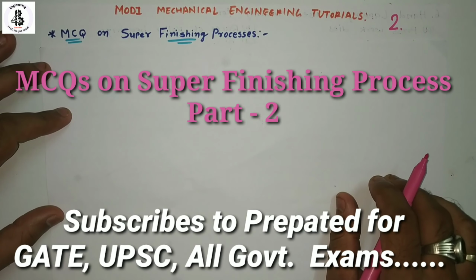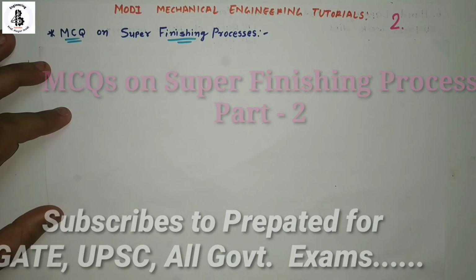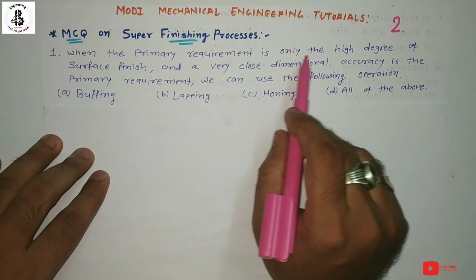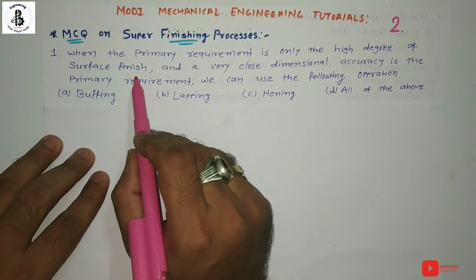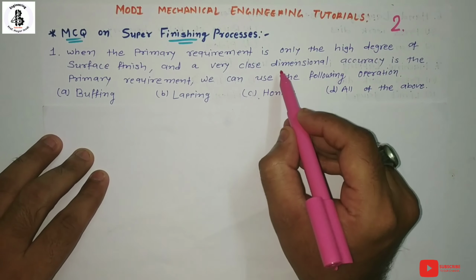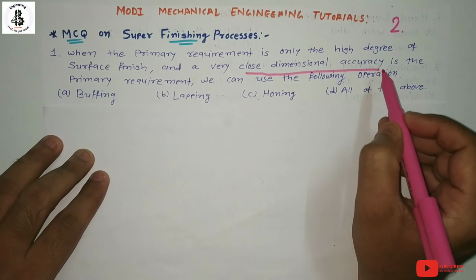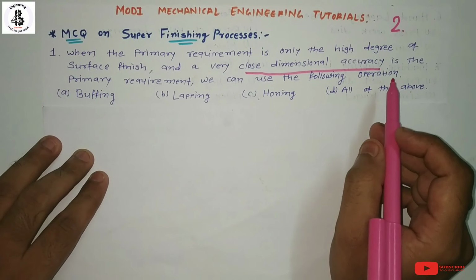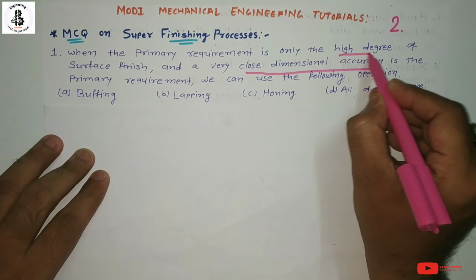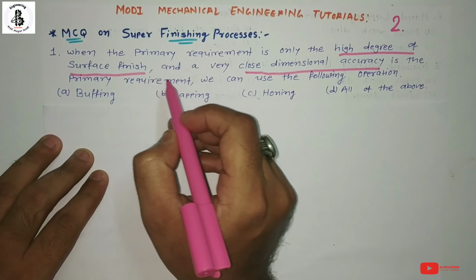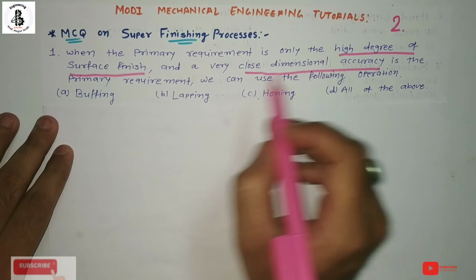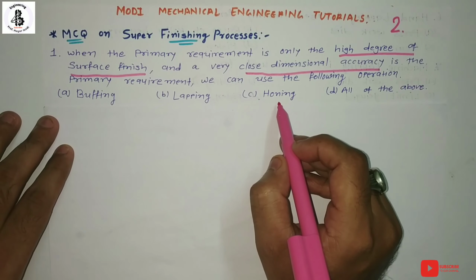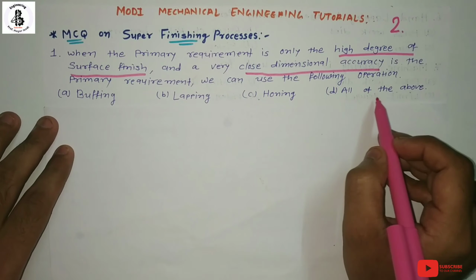So let us start with our question number 1. When the primary requirement is only a high degree of surface finish and very close dimensional accuracy, we can use the following operations. So basically two main things: high degree of surface finish and close dimensional accuracy. Option A, buffing, option B, lapping, option C, honing, and option D, all of the above.